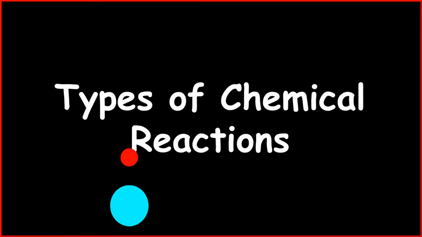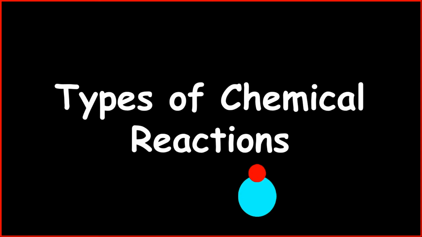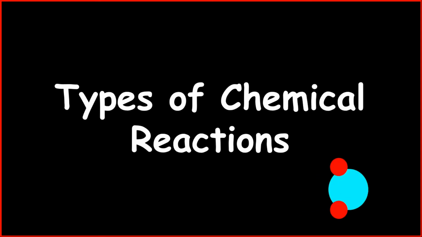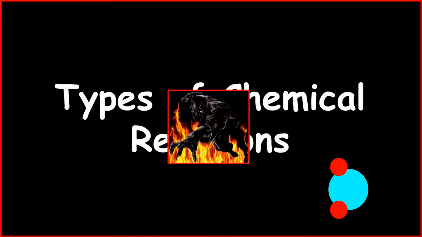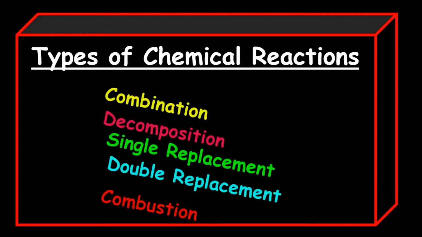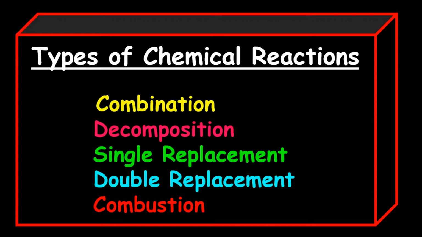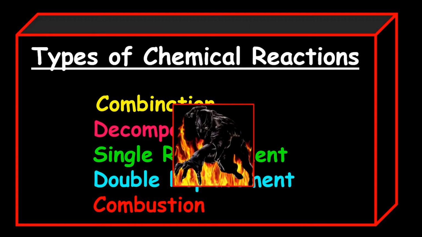Today's topic is on the types of chemical reactions, and I want this topic to be in your mind forever. The types of chemical reactions that we are going to look at today include combination reaction, decomposition reaction, single replacement reaction, double replacement reaction, and combustion reaction. Now let's look at each reaction.